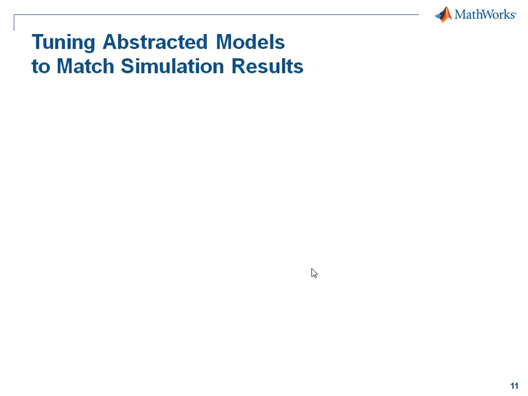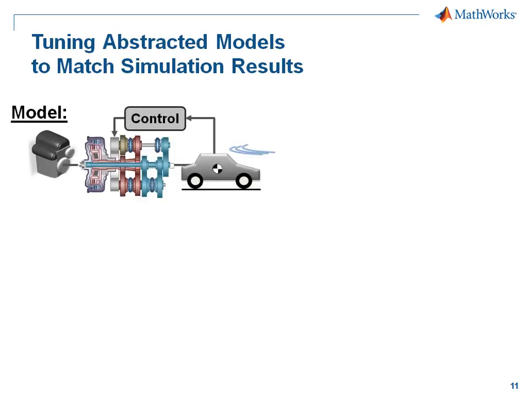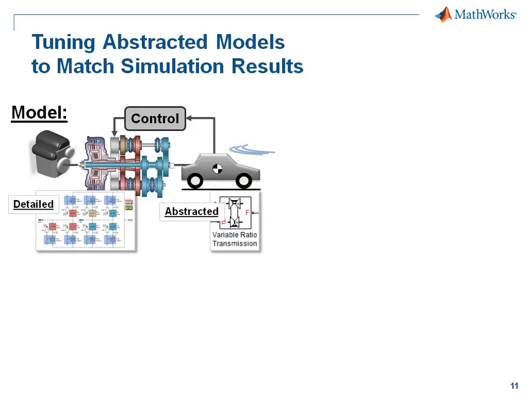In this demonstration, we're going to see how you can tune an abstract model to match the simulation results of a more detailed model. We have a model of a dual clutch transmission. The detailed variant of the dual clutch transmission includes all of the gears and the dog clutches that control the pre-selection of the gears. Our abstracted version of the transmission simply consists of a variable ratio transmission, and the same control system is used to simply select the gear ratio for the transmission.